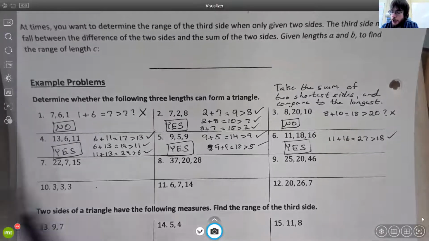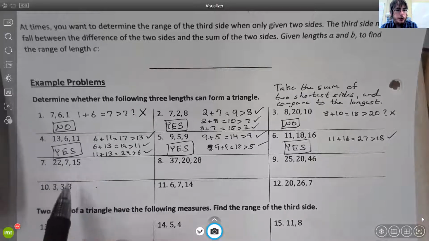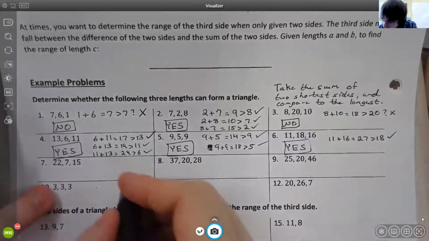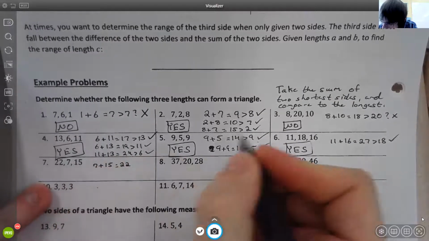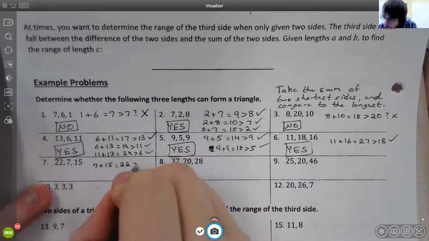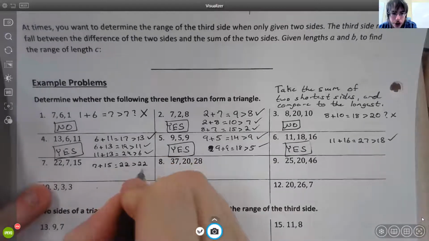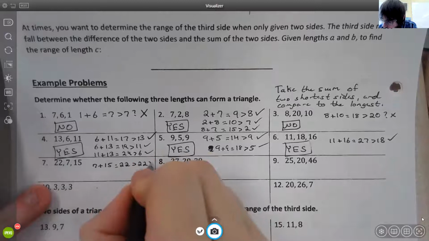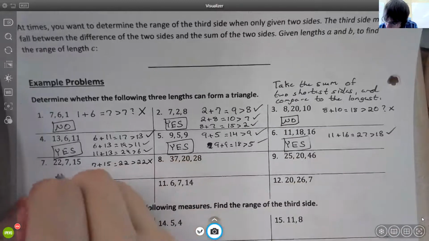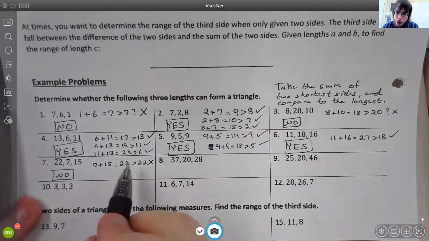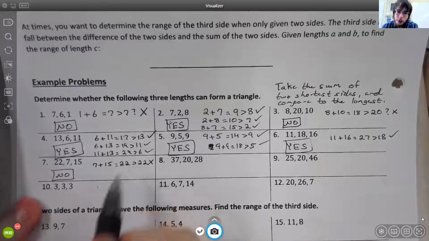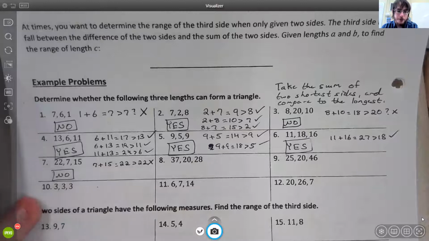All right, let's look at number 7. 22, 7, and 15. So we take our 2 shortest sides, which are 7 and 15. So we're going to add those together. 7 plus 15 is 22. And then is 22 greater than 22? No, it's equal. So that means that this is not a triangle. Remember, it must be greater. It cannot be equal to it, okay?